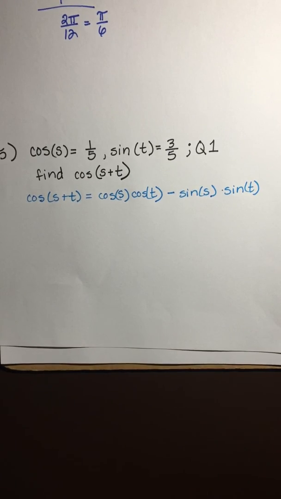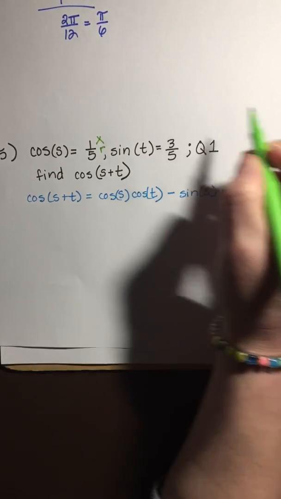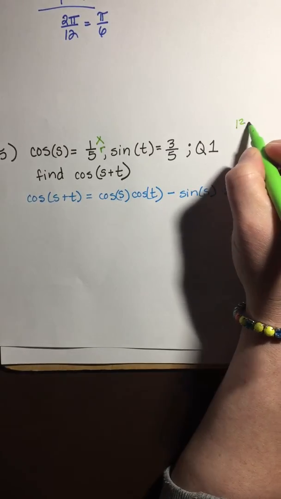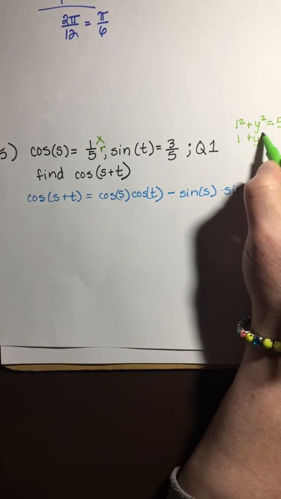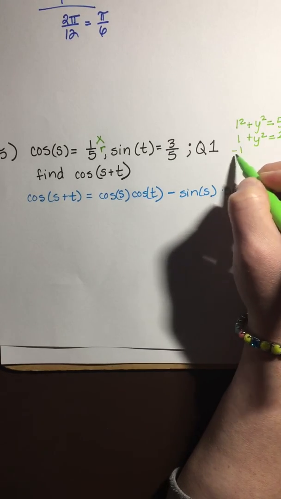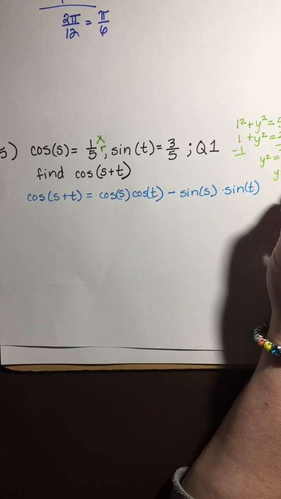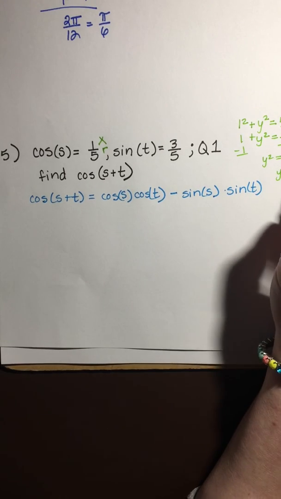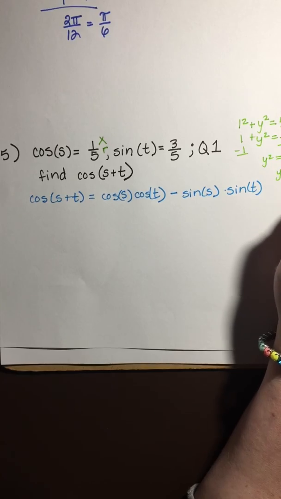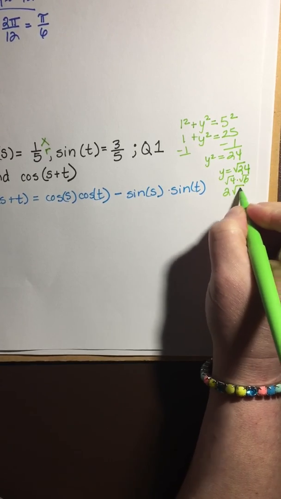So we're going to start by using x squared plus y squared equals r squared. So cosine is x over r. So for s, we would have 1 squared plus y squared equals 5 squared. So 1 plus y squared equals 25. Subtract 1, and we get y squared is 24. So y would be the square root of 24. And we could actually simplify that because that's 4 times 6. So that'll be 2 times the square root of 6.